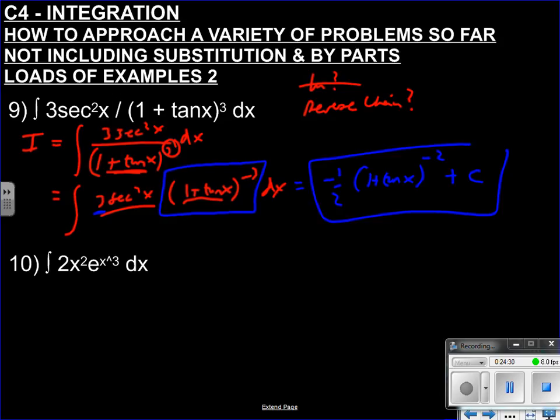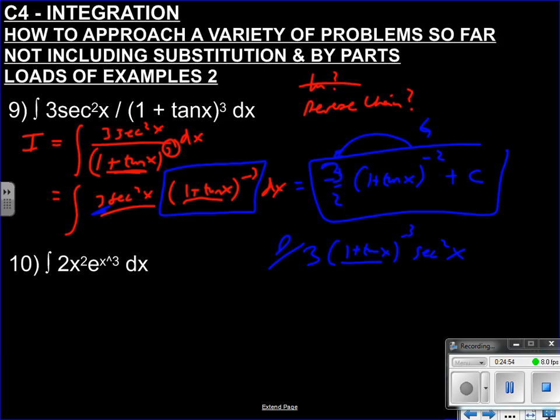That's our guess. But if I differentiate it, the minus 2 comes down. So that now makes 1 plus tan x to the minus 3. But we want, and then we differentiate the inside, the sec squared comes out. But we need a 3 there, so if we times this by 3 to adjust, we times the top by 3, and now we're happy.